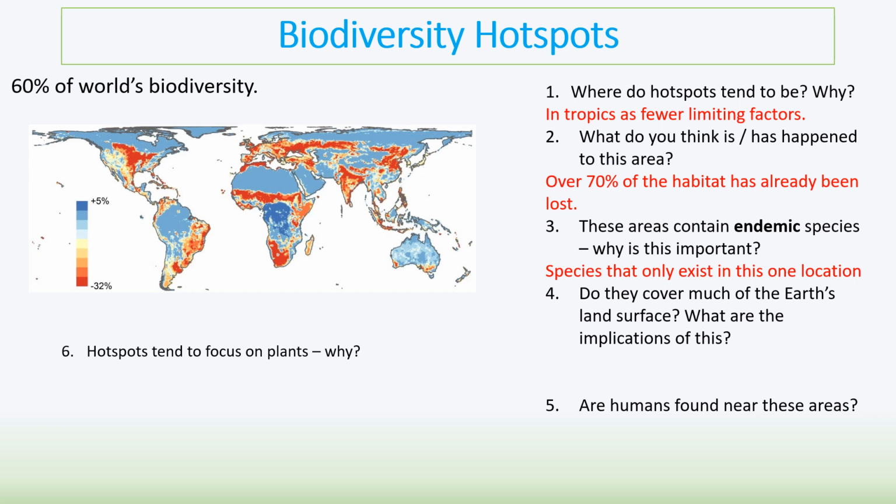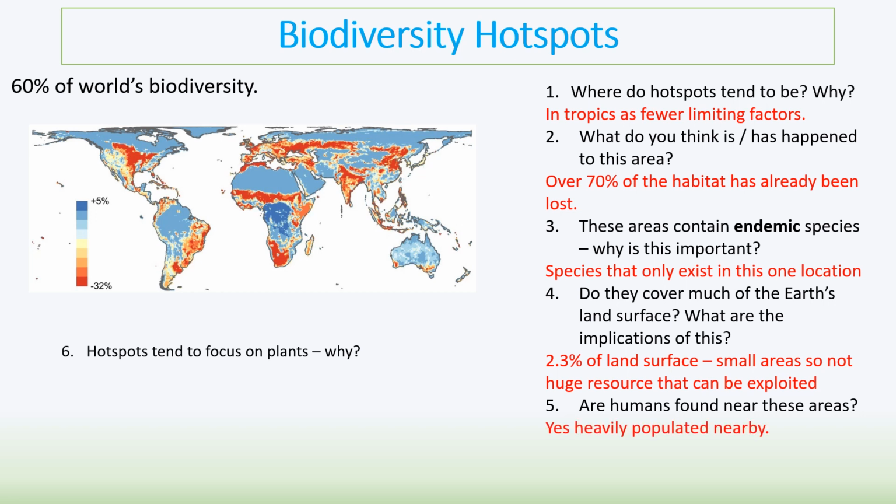So if the lemurs, for example, in Madagascar are made extinct, then they will be gone because they don't exist anywhere else on the planet. In terms of how much of the land of the Earth they cover, it's only about 2.3% of the land surface. They're small areas, so resources can easily be exploited, and that can cause massive issues. They're heavily populated nearby, so if you think about the Amazon rainforest, parts of Brazil are extremely heavily populated.